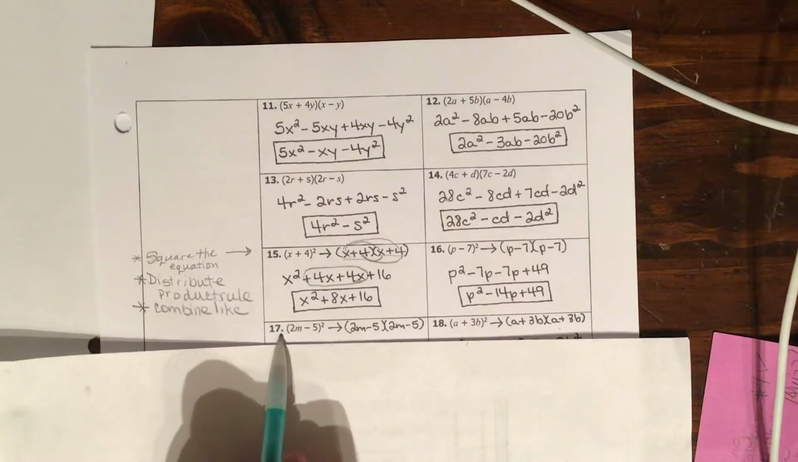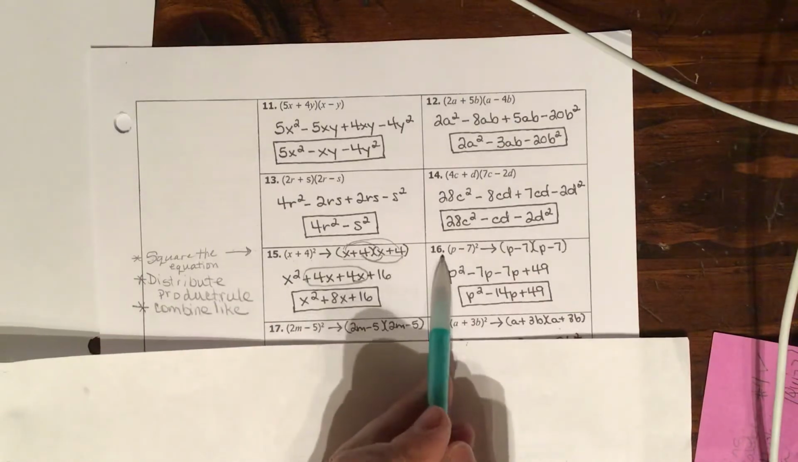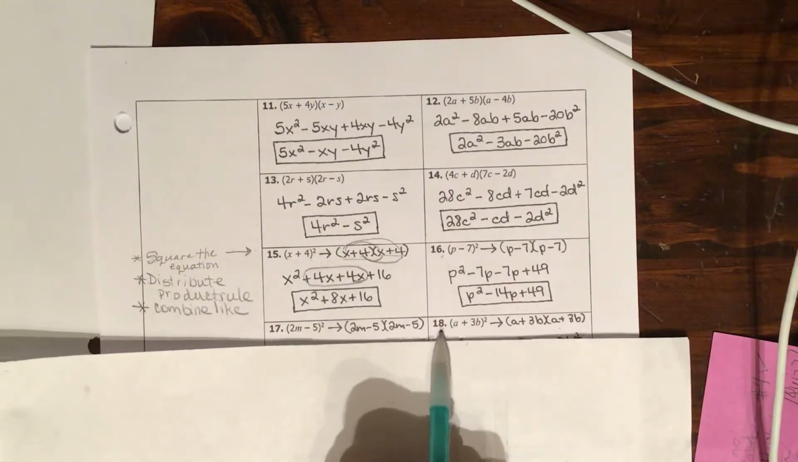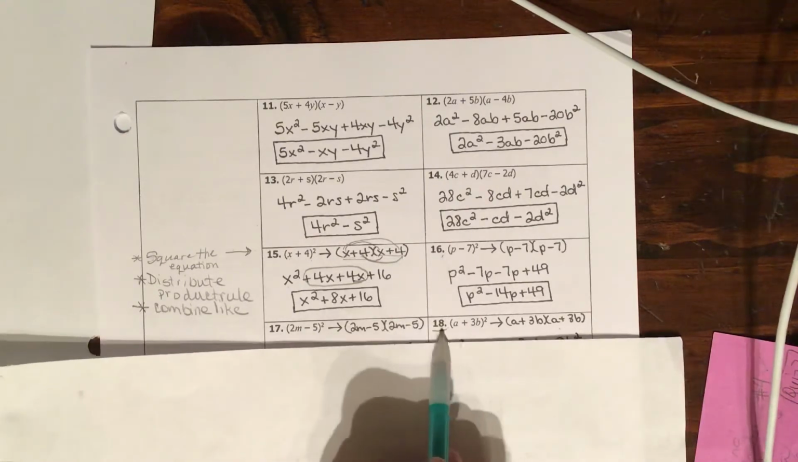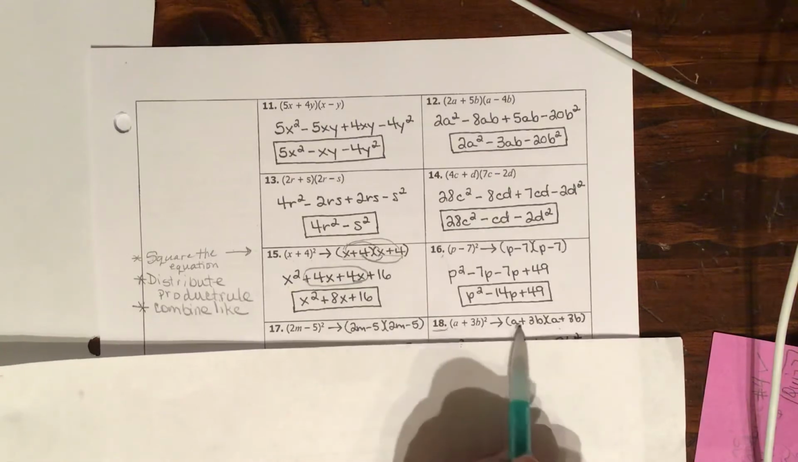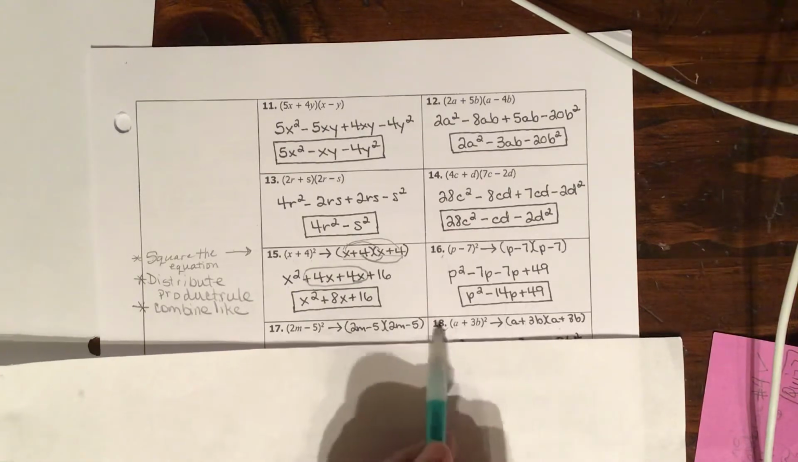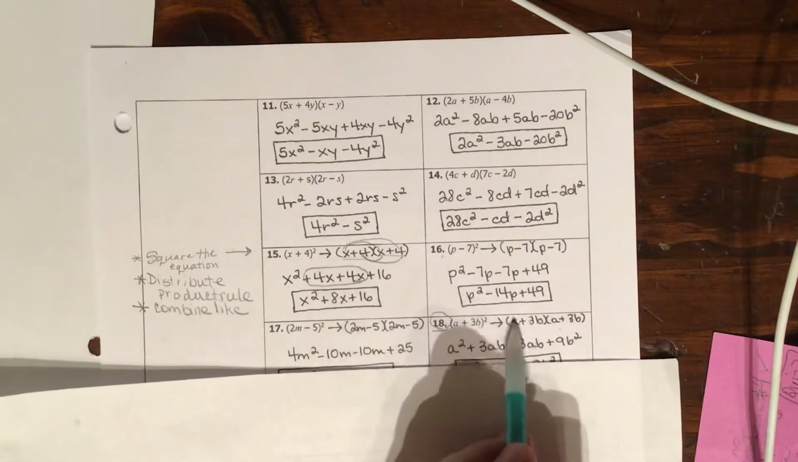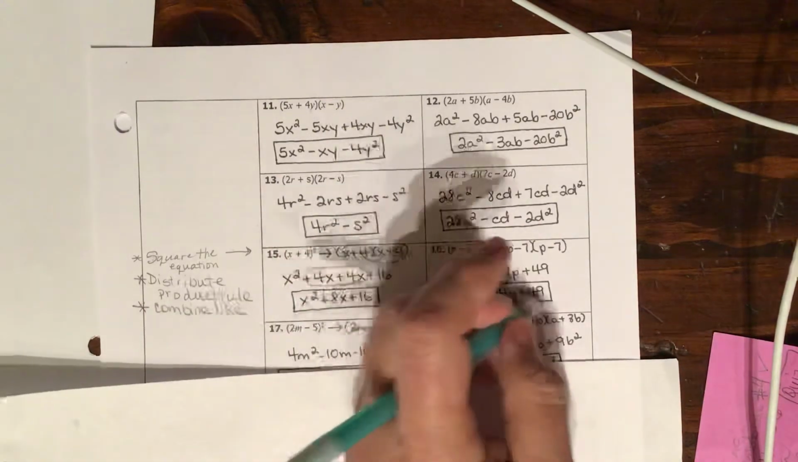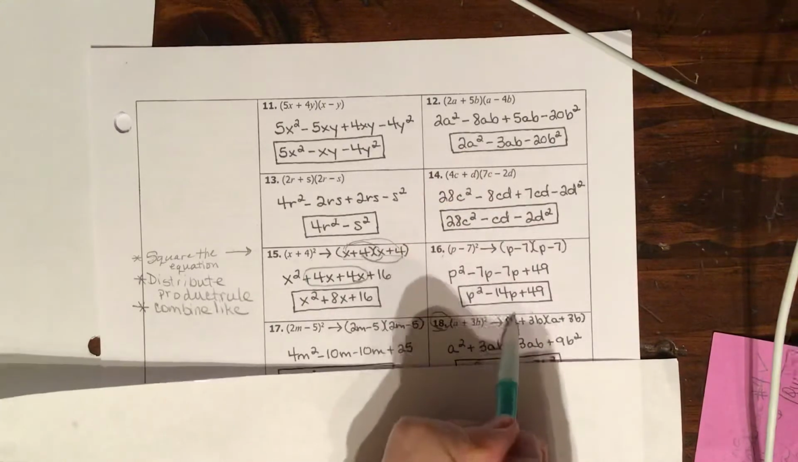Same thing with 17. Same thing with 16. Same thing. Let's look at 18 because it's a little different. You have a plus 3b squared. So you're going to put a plus 3b, a plus 3b. So you have a squared.